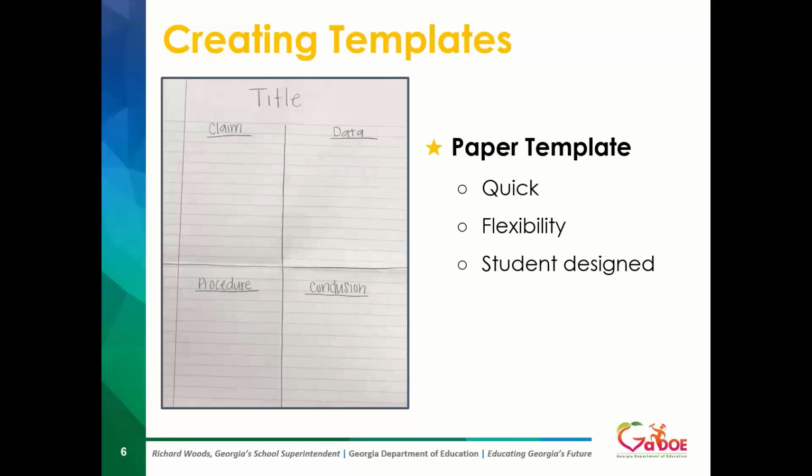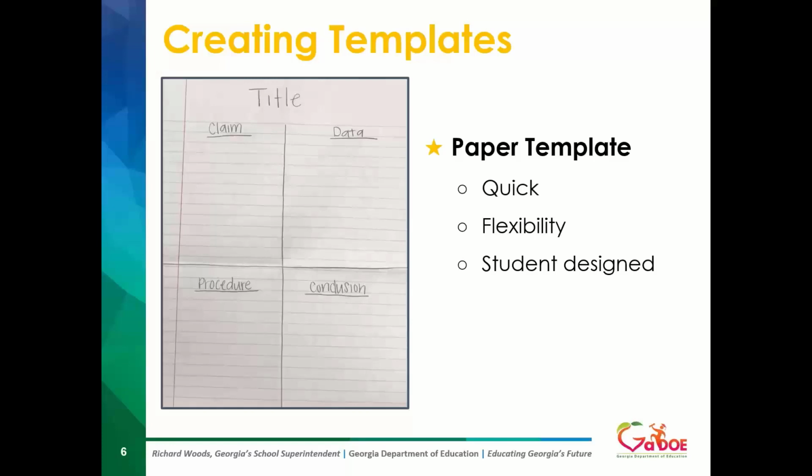The boxes on the sheet of paper that you see on my screen can change. You can make your boxes whatever you want them to be. Maybe you are way more focused on claim, procedure. Maybe you want them to incorporate specifically a graph. There's tons of flexibility in this, but I have found that this really works when I'm allowing my students to design their own experiment. The goal of this template is for it to be student designed.